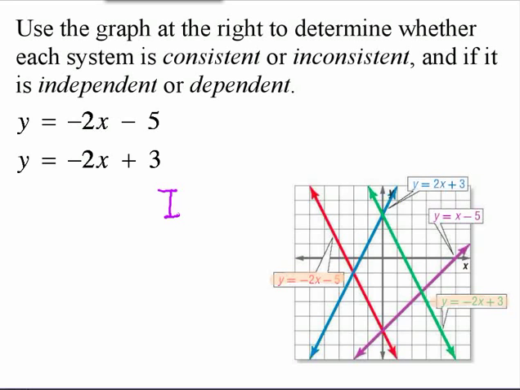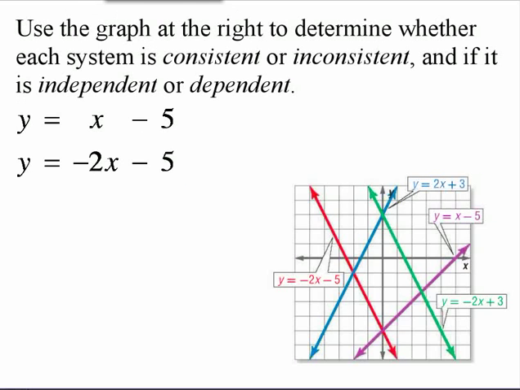Okay. The next one, what I want you to do is go ahead and figure out what that one is going to be. Okay, you figure that one out. x minus 5 and negative 2x minus 5. If you want to, it might help to look up here at the board since it's in color.